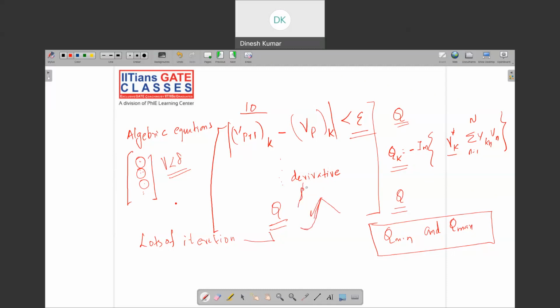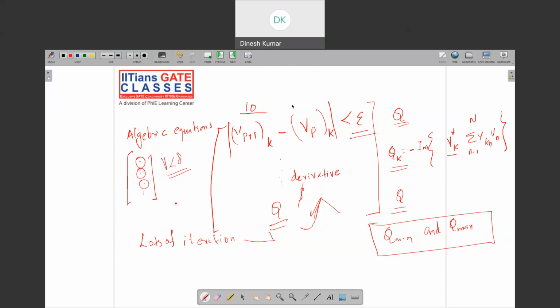The advantage of the Newton-Raphson method is that it converges very fast. The disadvantage of Gauss-Seidel is that it takes a lot of iterations to get the results. That's why we are not using the Gauss-Seidel method and we will focus on Newton-Raphson. We can see that in the next class. I hope you understood these things.